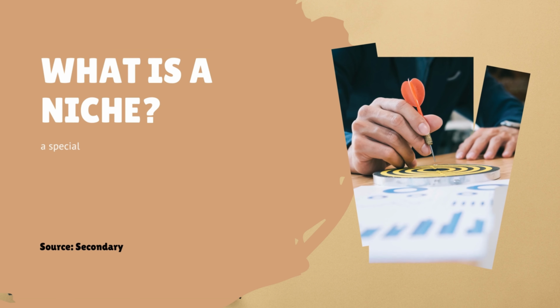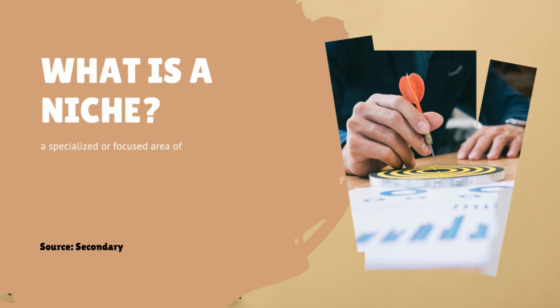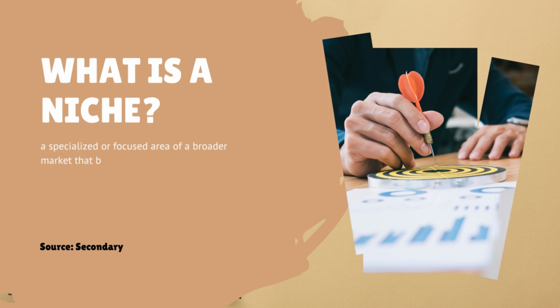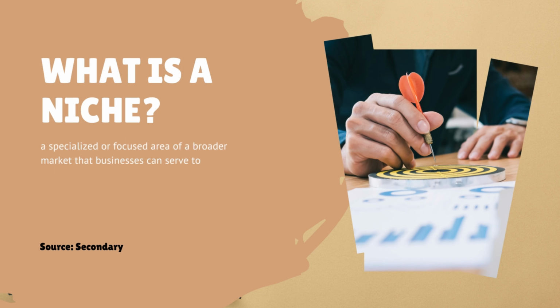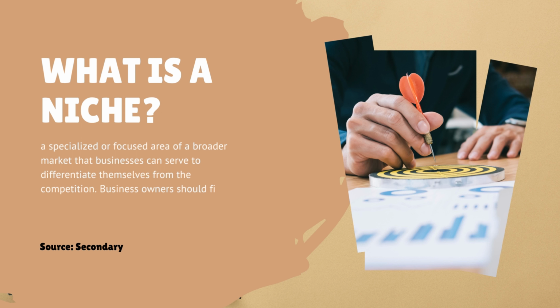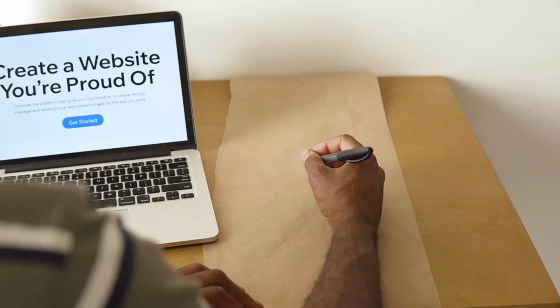Next, what is a niche? A niche is a specialized area through which you will serve a particular segment of audience. So, for example, the niche of our channel would be entrepreneurship, making money, and online business. That is what is called a niche. So, you'll have to find a niche for your own blog. How can you do that?